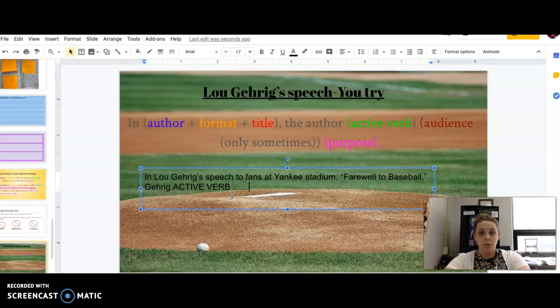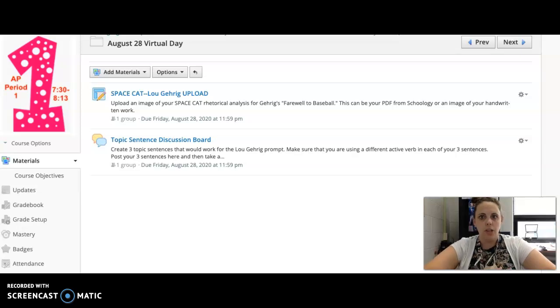So what I want you to do next is I want you to give me 3 possible topic sentences about Lou Gehrig, okay? You're going to create 3 of them. So here we are on Schoology, and I want to show you, this is where you're going to upload your image of your space cat, so I can see that all in one spot. Your topic sentence discussion board, this is where you're going to put your 3 topic sentences. I want you to put each sentence in a different post. That way we can vote and look at each sentence, okay?